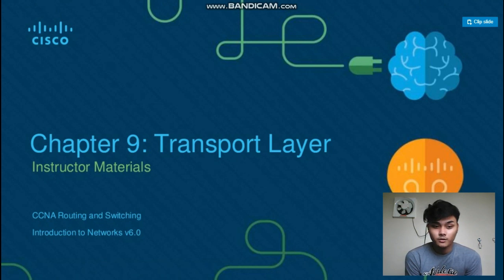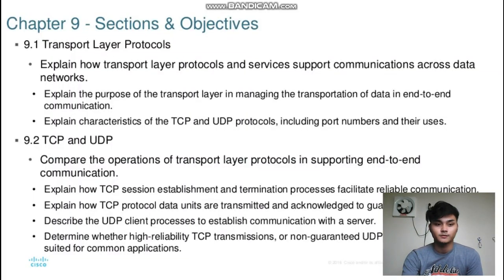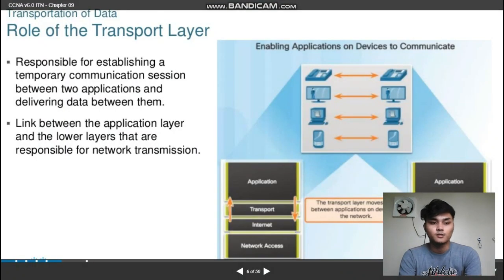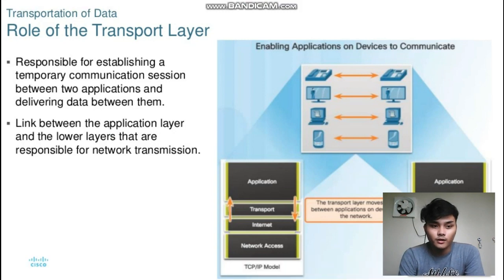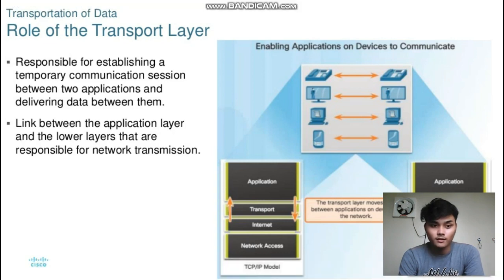So for today's video, I'll do a summary of chapter 9, the transport layer. Let's proceed. We have the section objectives and transport layer protocols. The role of the transport layer is responsible for establishing a temporary communication session between two applications and delivering data between them. It is the link between the application layer and the lower layers that are responsible for network transmission.